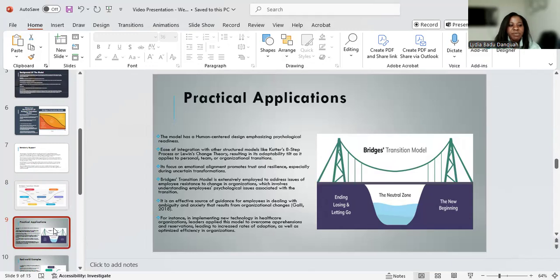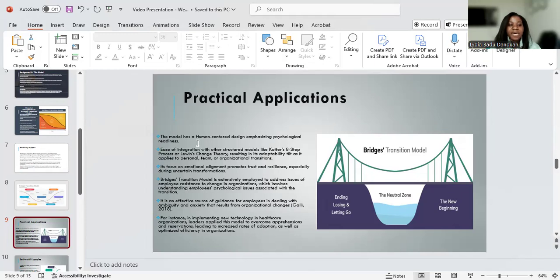So we have some practical implications for the model. And we're saying that the model has human-centered design, emphasizing psychological readiness, the ease of interaction with other structured models like Kotter's 8 steps process helps in its adaptability. And its focus on emotional alignment promotes trust and resilience.